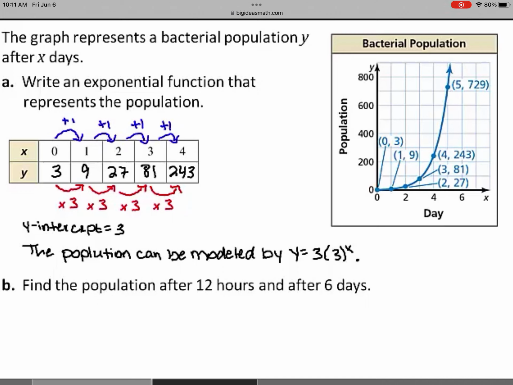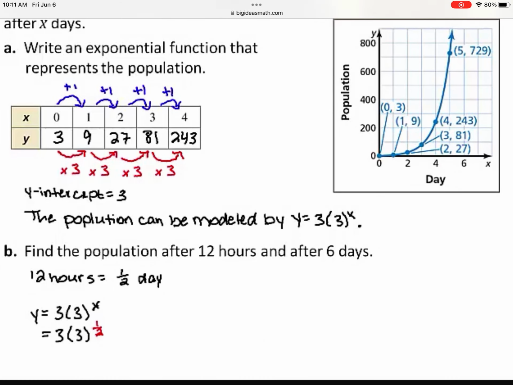Part B. Find the population after 12 hours and after 6 days. Because 12 hours equals 1/2 day, to find the population after 12 hours, substitute 1/2 for x in the equation y equals 3 times 3 to the power of x. 3 times 3 to the power of 1/2 is approximately equal to 5.19.